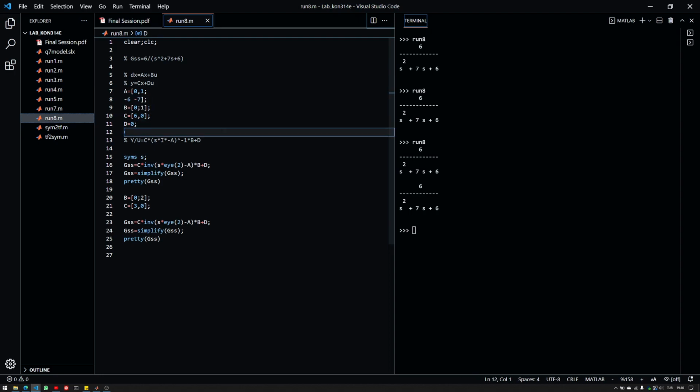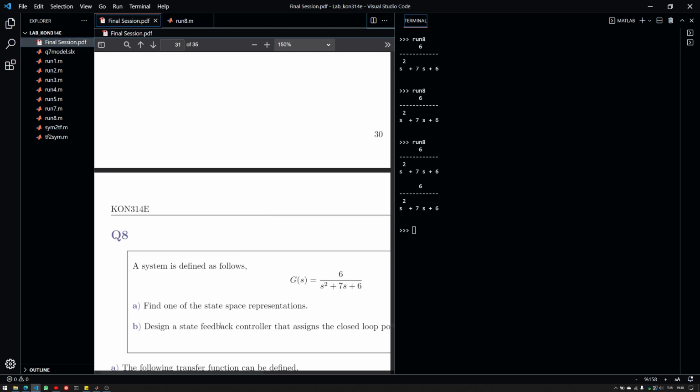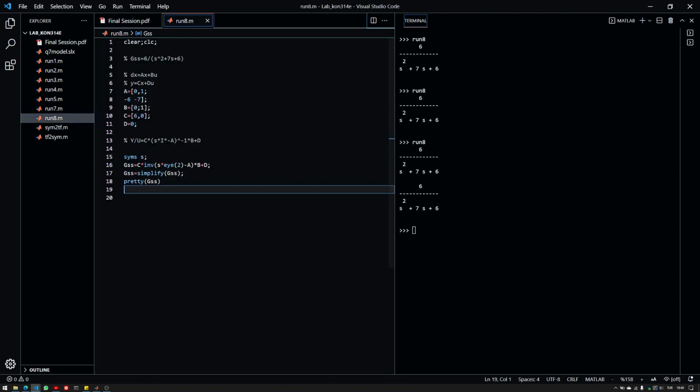I can also have 3 by 3 systems, and 3 by 1 vector here, 1 by 3 vector here, and still have the same transfer function. So, yeah. Now, this was the first part of our question, and the second part was to design a state feedback controller. Now, the state feedback controller is designed pretty easily, and let me show you how.